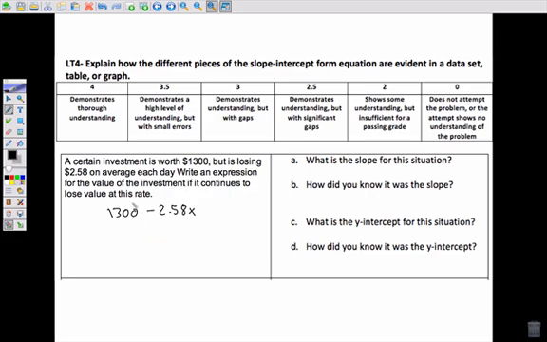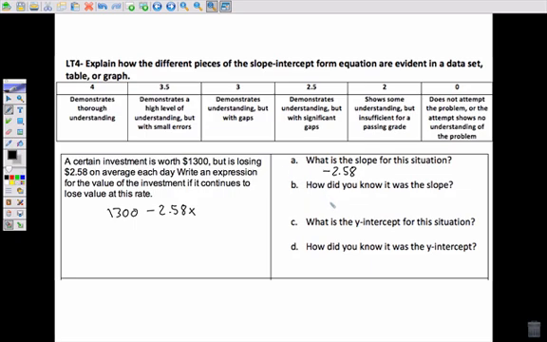Okay, because we start, the current investment worth is $1,300. Each day it loses $2.58 in value. So here's our expression if it continues to lose value at this same rate. So what is the slope for this situation? The slope then would be our negative $2.58.